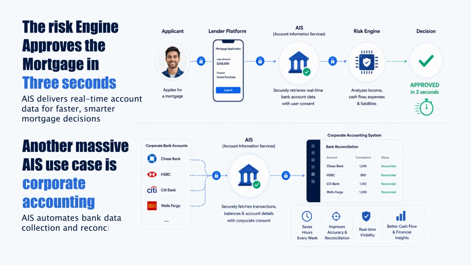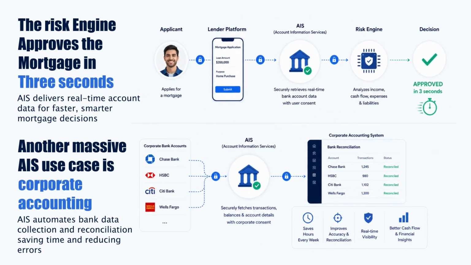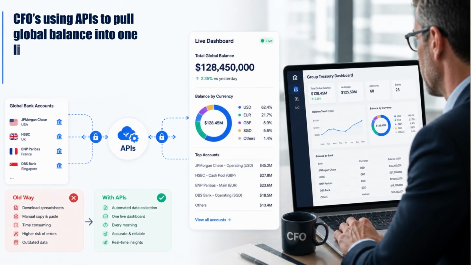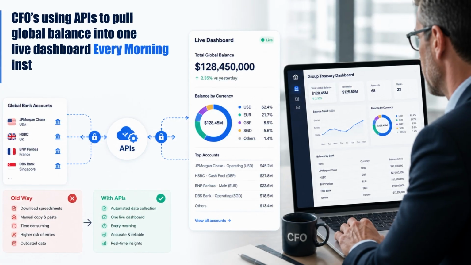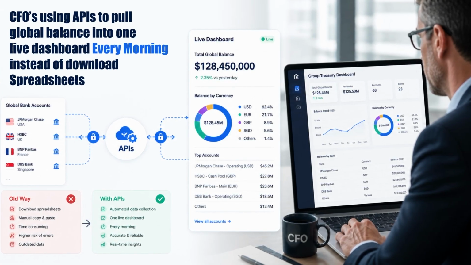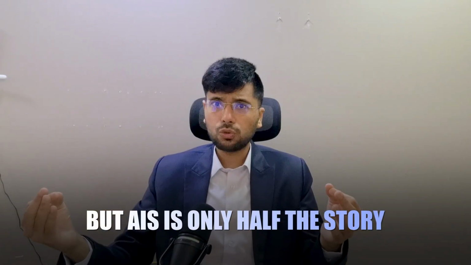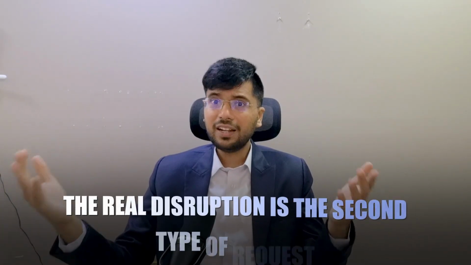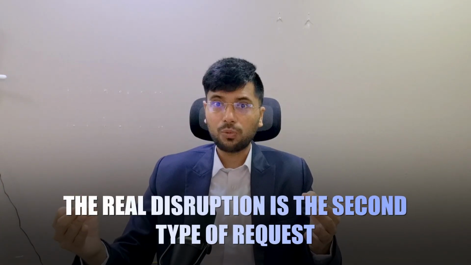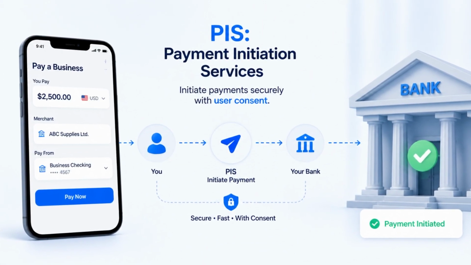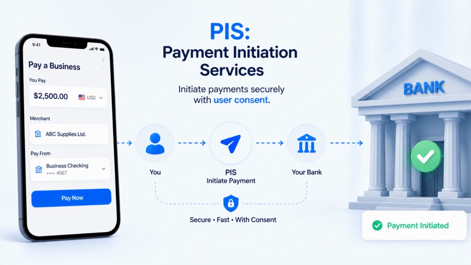Another massive AIS use case is corporate accounting. CFOs use APIs to pull global balances into one live dashboard every morning instead of downloading multiple spreadsheets. But AIS is only half the story. The real disruption is the second type of request, PIS, Payment Initiation Services. This is the action, or the write request.